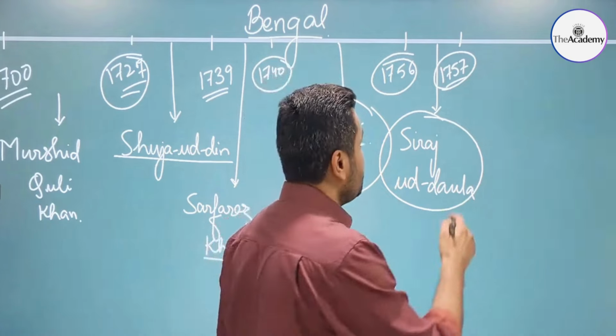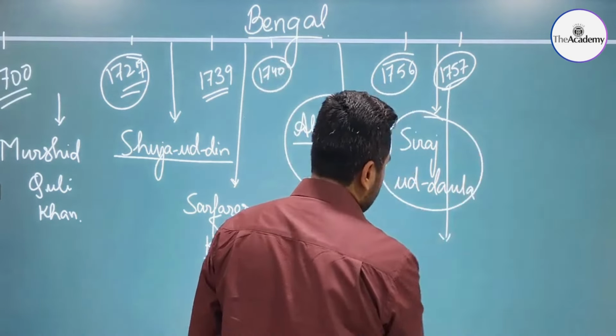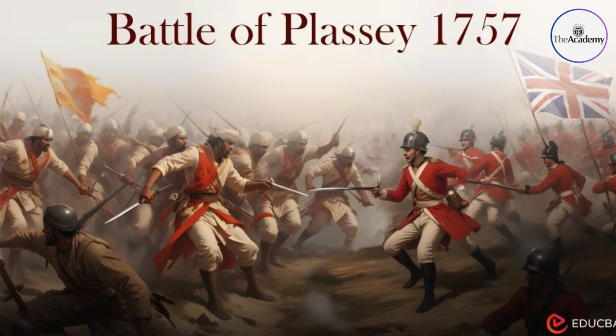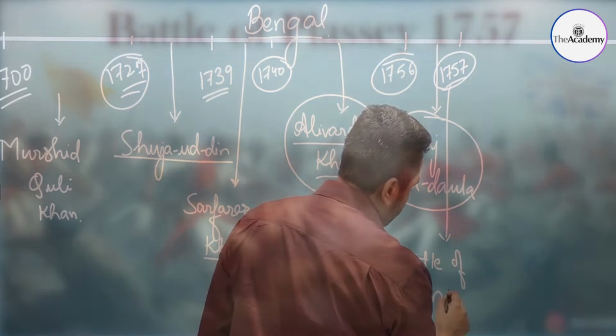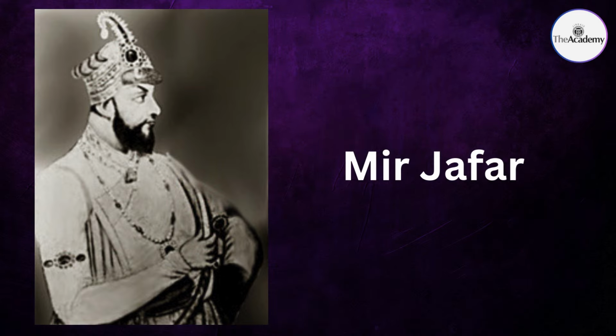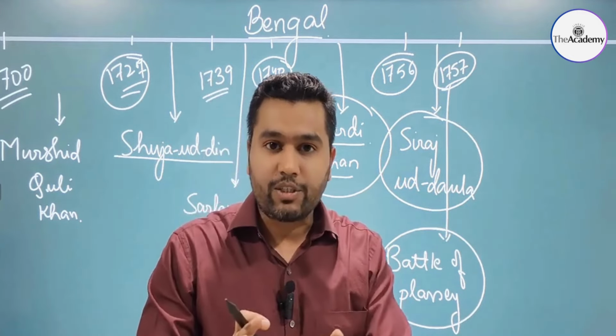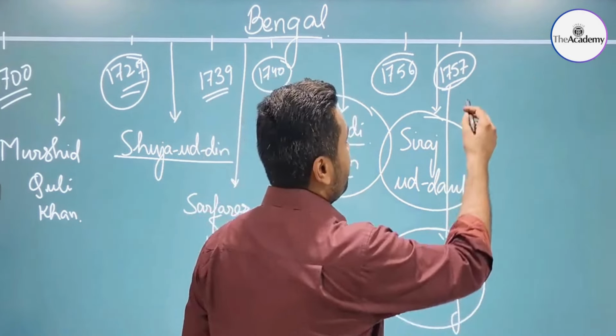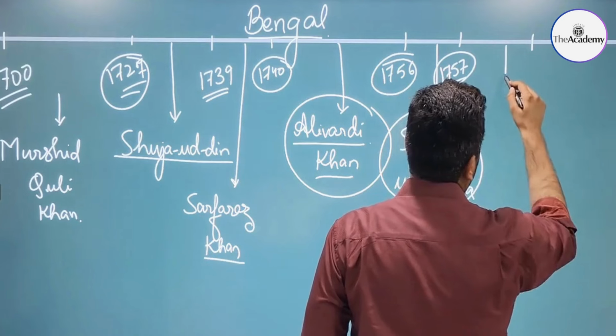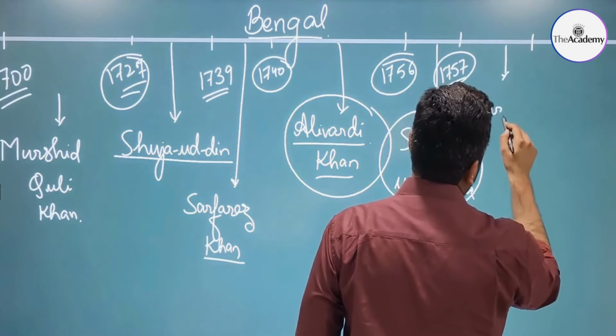This was the precursor to the Battle of Plassey. And in 1757, the Battle of Plassey was fought. It was more of a conspiracy. Jagat Seth, Mir Jafar, all of them hatched a conspiracy and got rid of Siraj-ud-Daula, and with the help of the British, Mir Jafar became the Nawab of Bengal.